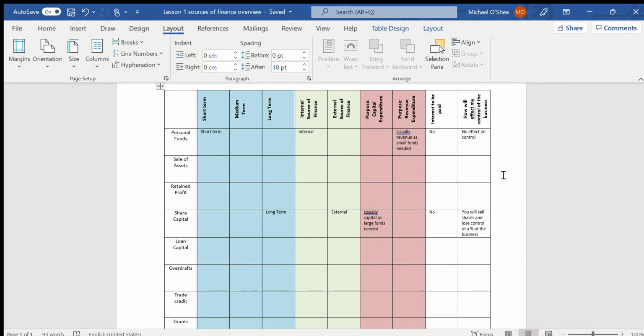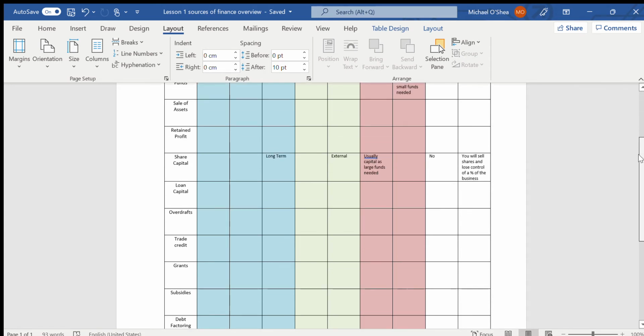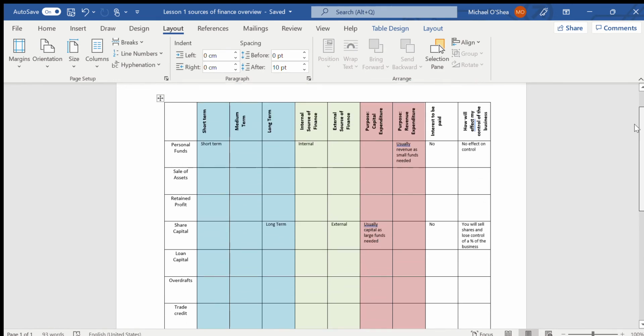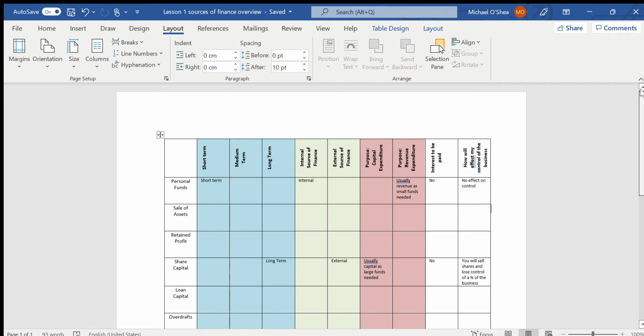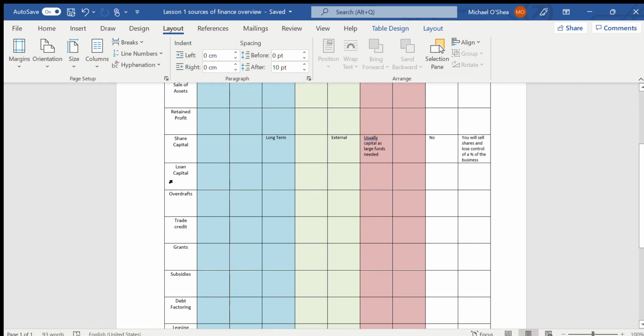This is just a small, really short video to help you with this assignment for tomorrow. Tomorrow being Friday. So the assignment here I have is a table. It's going to be quite handy for you in year 13 because it helps to summarize which source of finance is appropriate for which circumstance.